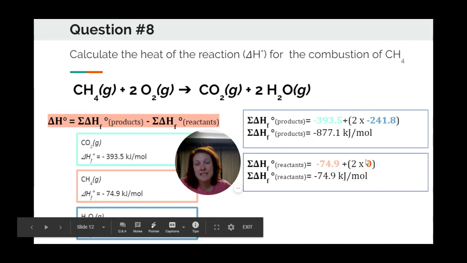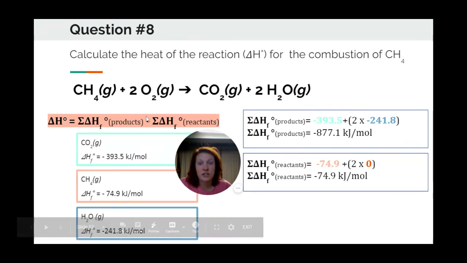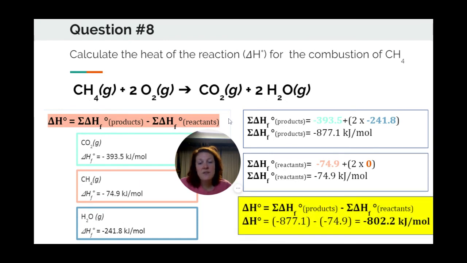Now that I've calculated my standard heats of formation for the products and the reactants, I can plug these values into the original equation and solve for the standard heat of the reaction. So I've got negative 877.1 minus negative 74.9, which gives me a total of negative 802.2 kilojoules per mole. And remember, we can always use this final value to help us figure out the direction of heat flow. In this case, this is a negative delta H value, which means that heat is leaving the system, making this an exothermic reaction.